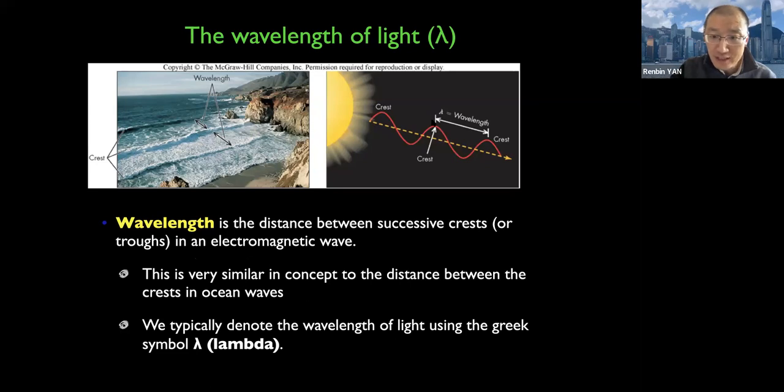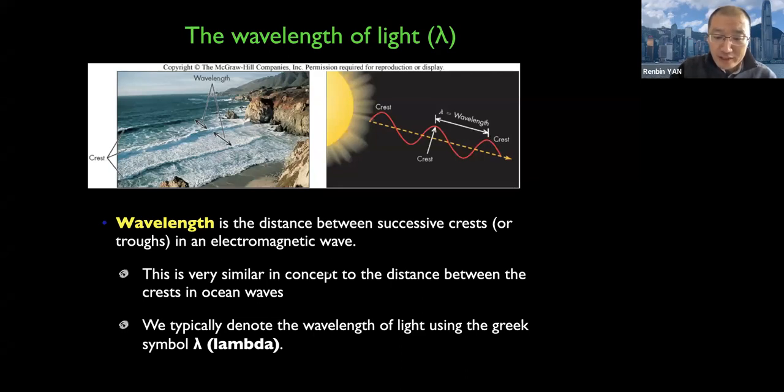Here is a light wave, and we can see here is the crest, or you can also call it the peak. And here is the trough, or you can call it the valley. If you measure the distance between two consecutive peaks or two consecutive crests, this is what we call the wavelength. The distance between them is the wavelength.